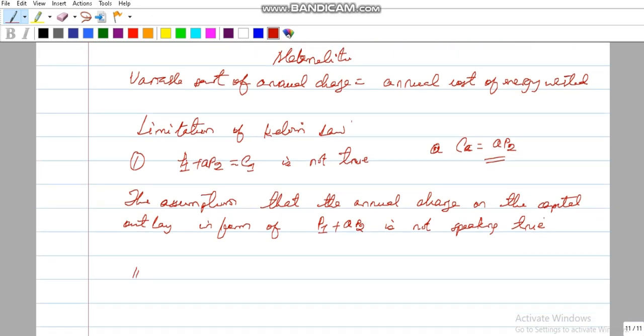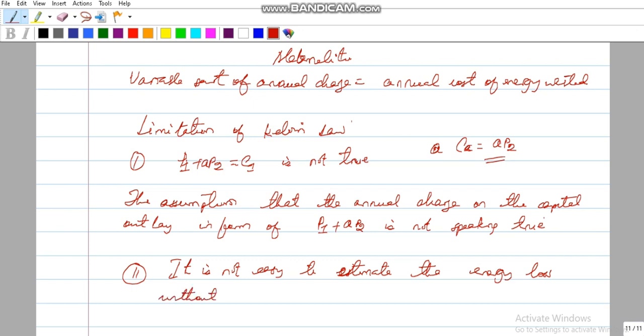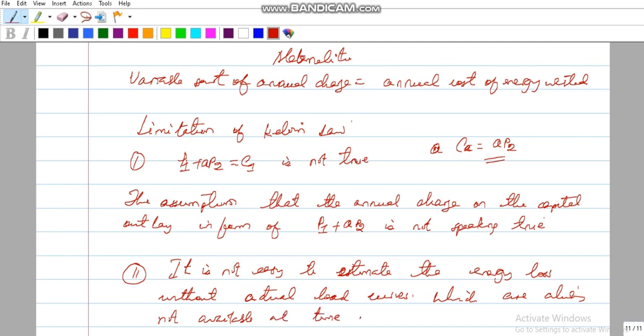Kwa hiyo ya pili ni kwamba it is not easy to estimate the energy loss without actual outcome, load curves ndio which are always not available at the time of estimation.